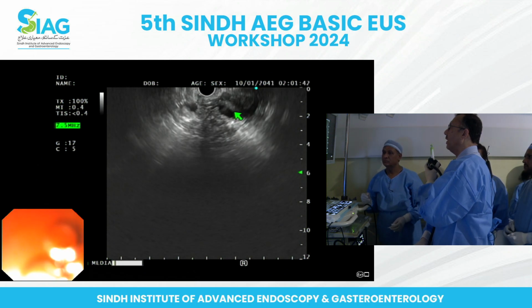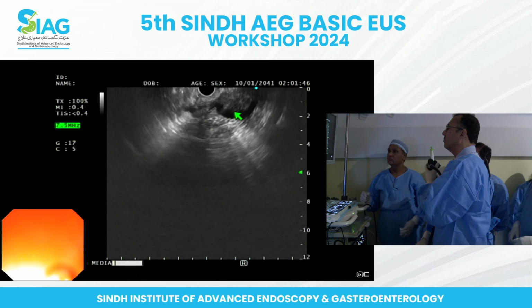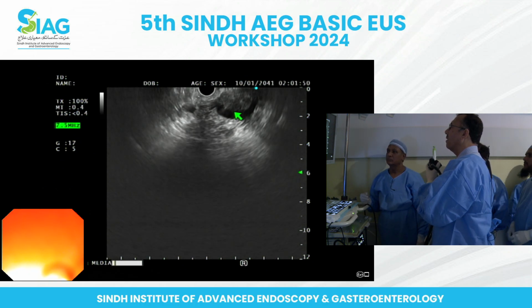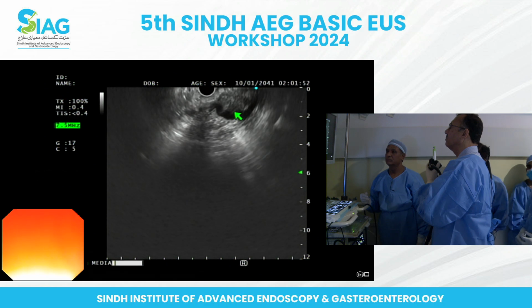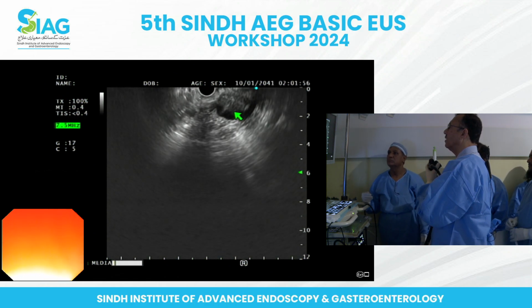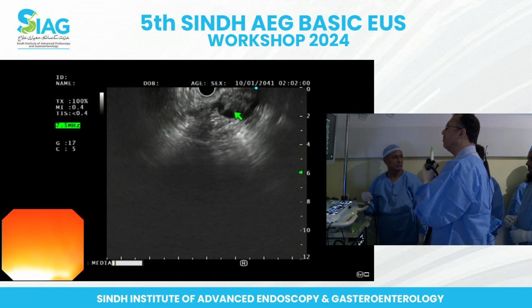Dr. Yas, can you show us the exact ampulla, because we are unable to see that very clearly and properly. We can see that the CBD wall is quite thickened. Yeah, CBD wall is quite thickened, and there's a stent going through the CBD, and that's the reason that we are not able to make out the ampulla clearly.